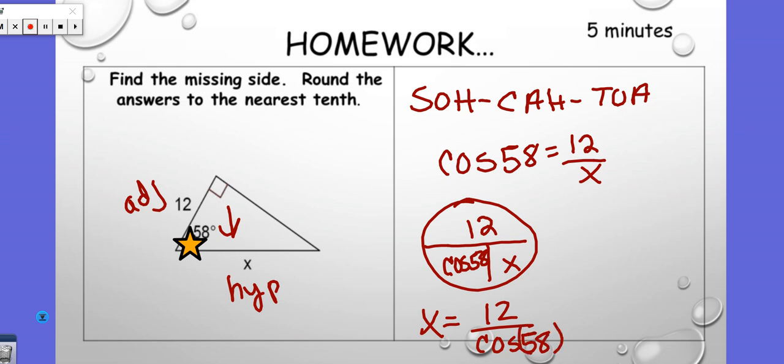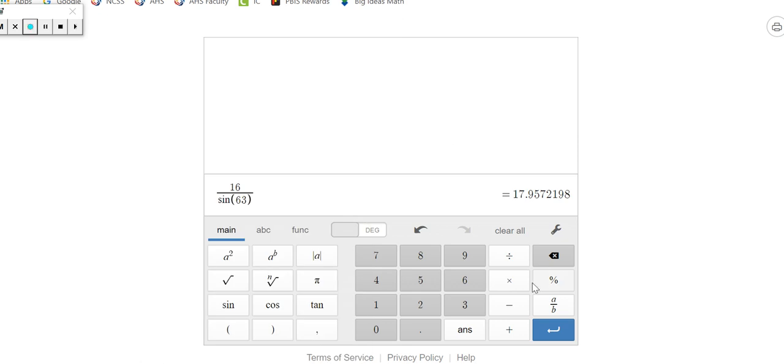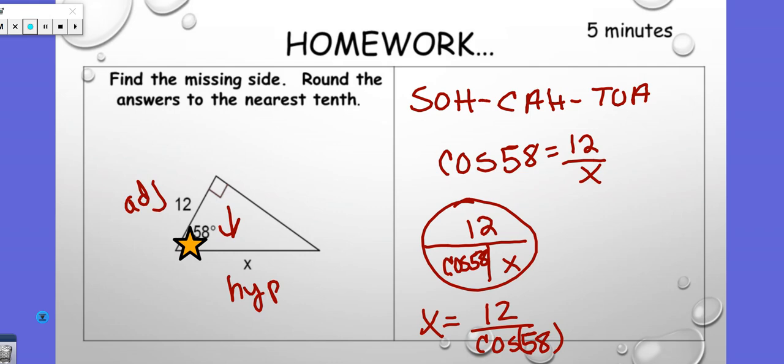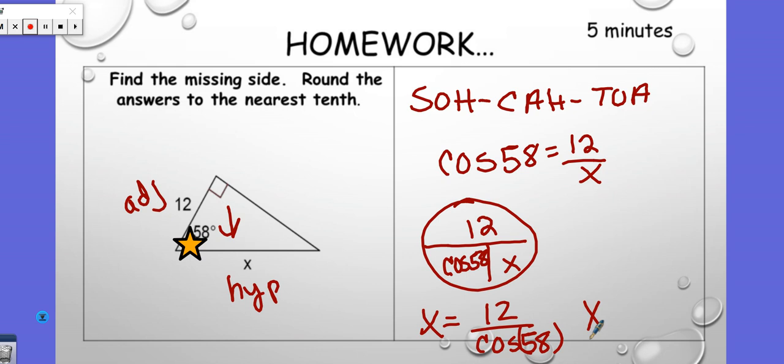So I'm going to go back to decimals, and then I'm going to clear, and it was 12 over cosine of 58, and that's 22.6. So x equals 22.6.